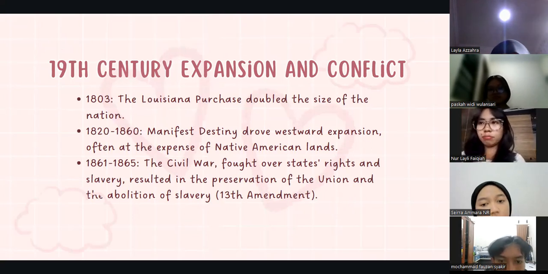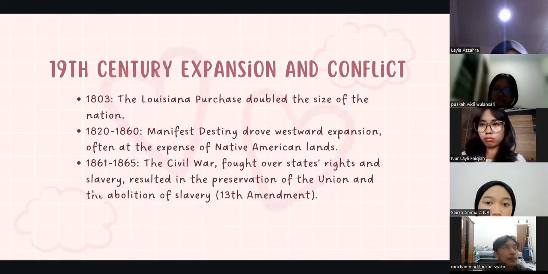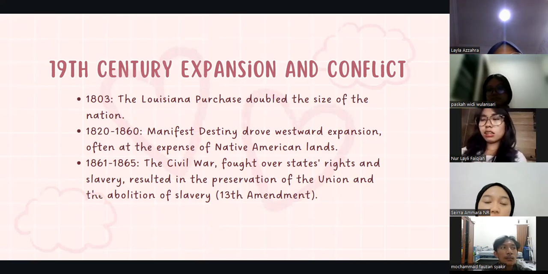And from 1820 until 1860, during these times, Americans believed it was their destiny to expand westward across North America. This led to settlers moving into new territories, often taking land from Native American tribes who already lived there.